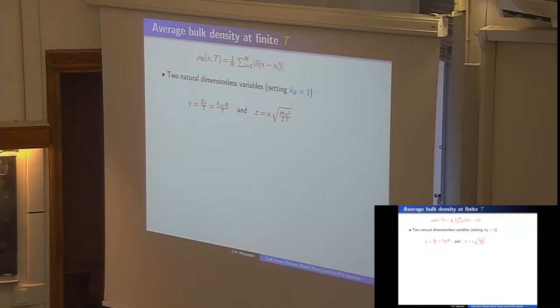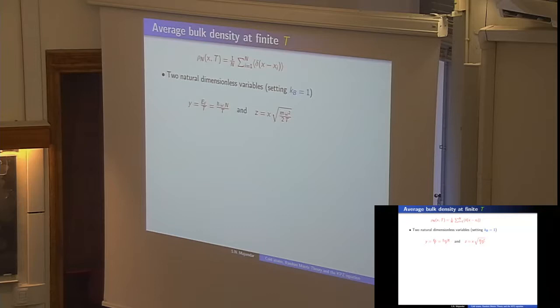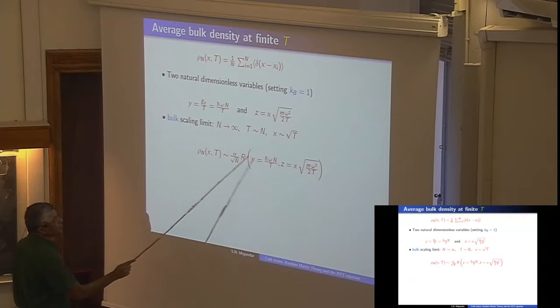So my density, even though it is a function of three variables, in the scaling limit, the large n limit, I can write as a function of just two scaled variables, y and z. Okay. And I want to plot this. So that's what I said, that the density therefore is just a function of two variables instead of three variables. It becomes a scaled function of two variables with a factor 1 over square root of n outside.